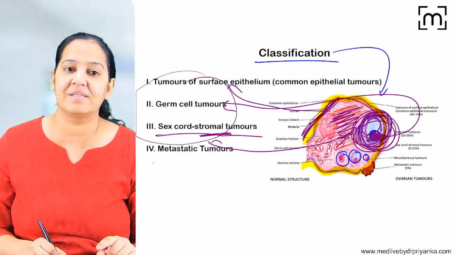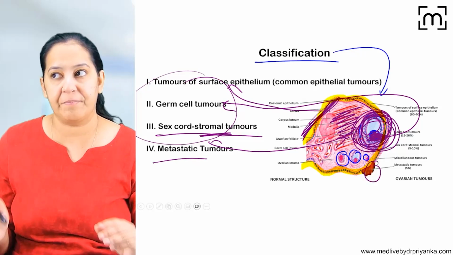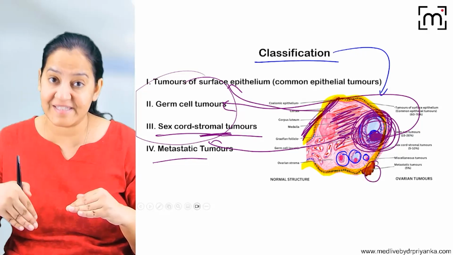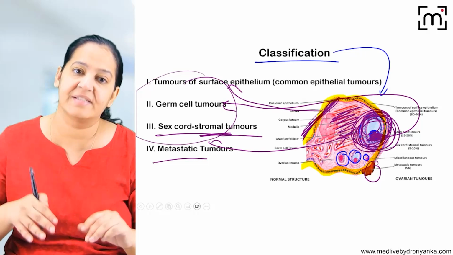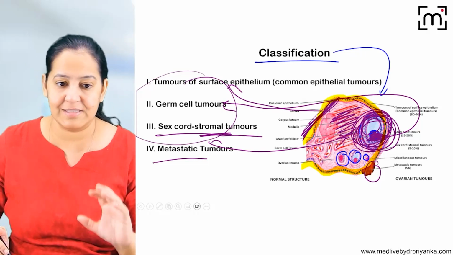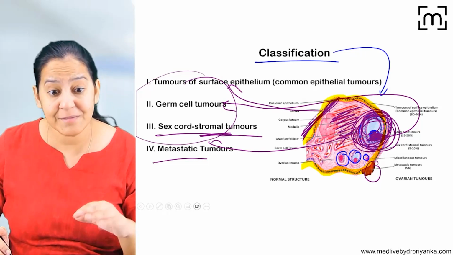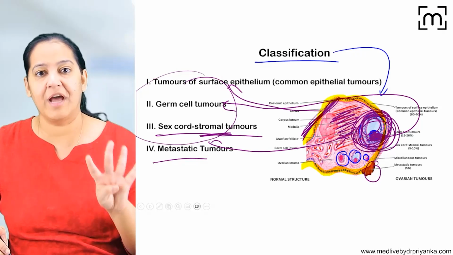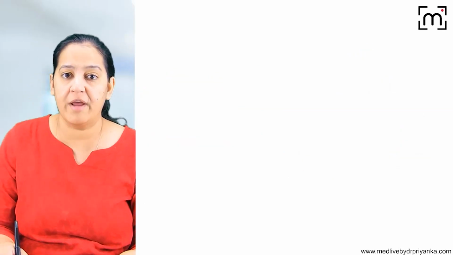And apart from that, metastatic tumors can occur, in which the primary tumor is present in some other organ and secondarily, via blood or lymphatics, it is involving the ovary, or via the transcoelomic route it is involving the ovary. So that is metastatic tumors. So there are 4 types of tumors in the ovary. What are the 4 types of tumors in the ovary?